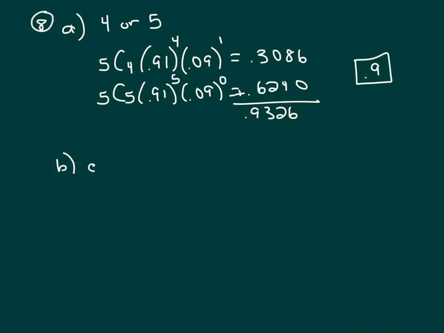Okay, part B wants exactly 3 of them to be on time. So we're going to use the same formula, but this time, out of the 5 flights, we want exactly 3. So it'll be 5C3. There's still a 91% chance that it's on time, and a 9% chance that it's not. And this time, the number to the right of the C is 3, so that'll go in our first parenthesis. And then 5 minus 3 is 2.